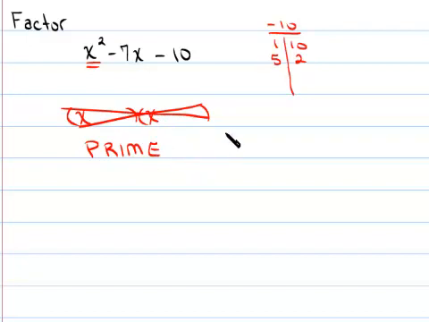It's like the prime number 17. You can only factor 17 as 1 times 17. Well, there's no way to factor this trinomial either. So in this case, we would leave the trinomial alone. It cannot be factored, it cannot be simplified.